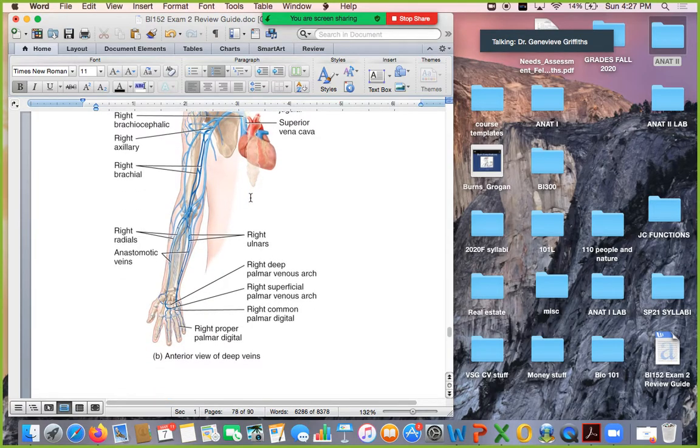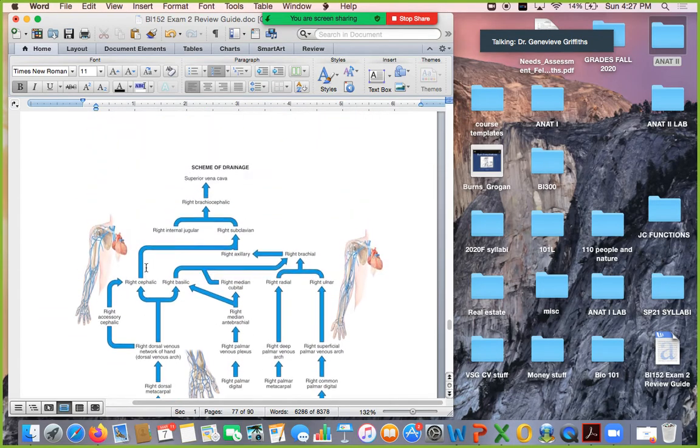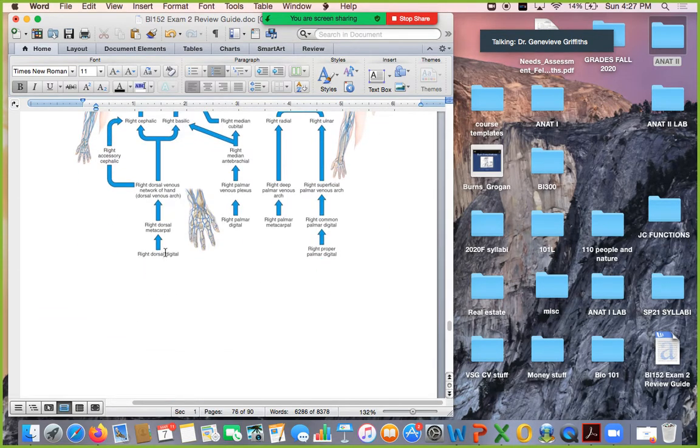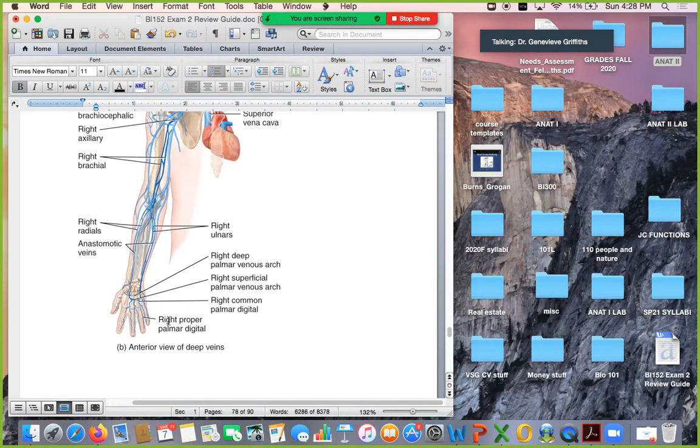Now, this is the anterior view of the deep veins. So here's the anterior view of the superficial veins. As I mentioned here, we have two different things happening, right? We have the deep veins and the superficial veins that are going to be occurring. And here we go. The deep veins are going to include the right proper palmar digital, which are going to have crosstalk here at the superficial palmar venous arch. We have a deep palmar venous arch and a superficial palmar venous arch. Those are going to lead up into the ulnars and the radials. Again, we have a lot of anastomosis happening here and there, so we have a lot of crosstalk.